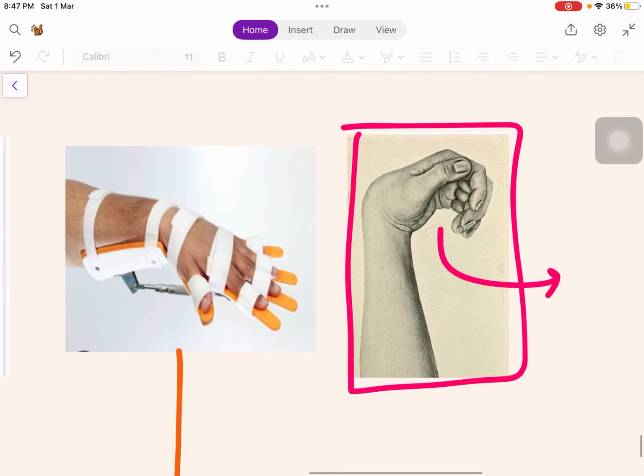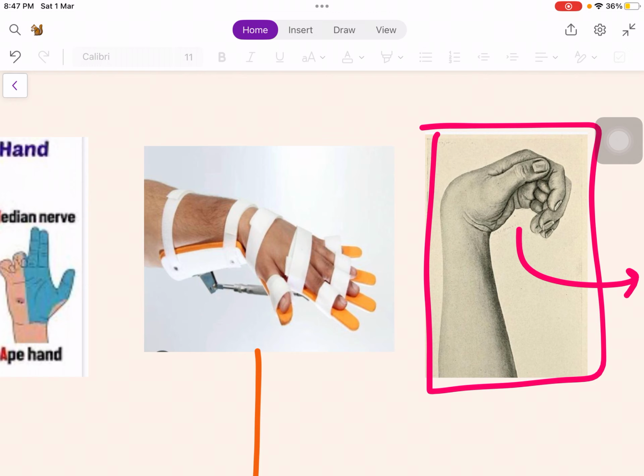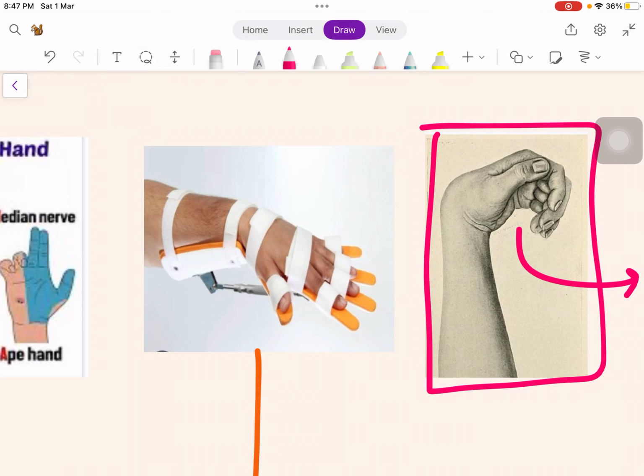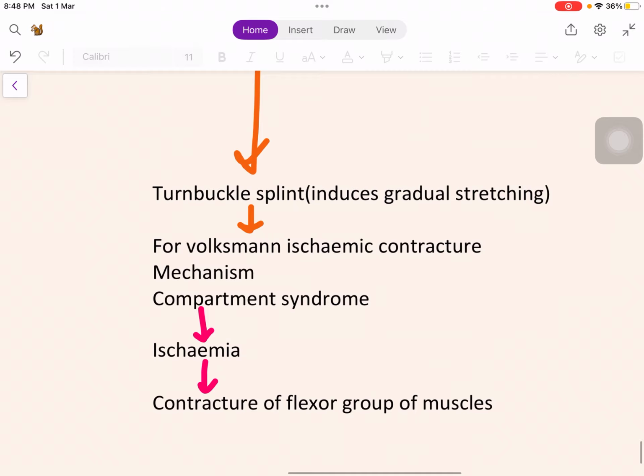And what we do for this is we use a turnbuckle splint. Turnbuckle means that the length can be altered. So slowly we alter this length and we induce gradual stretching. This is flexed, right, like this. So gradually we will extend it. We alter the length and gradually after some time we extend it, because this is a contracture, this is not a nerve injury, so that is why we need to do it gradually. So this is a turnbuckle splint, right?